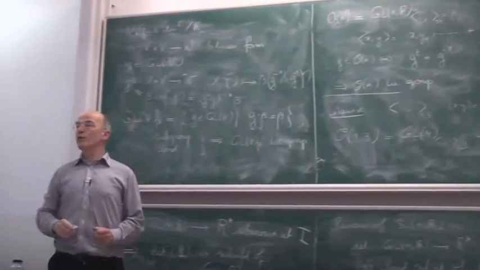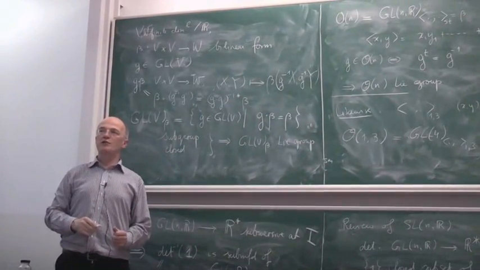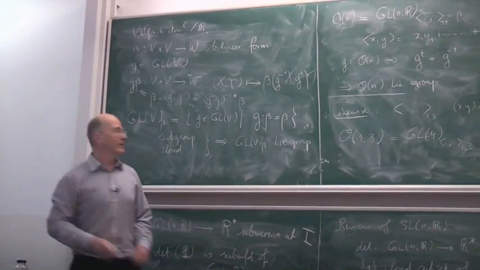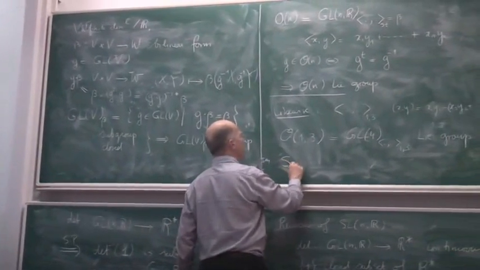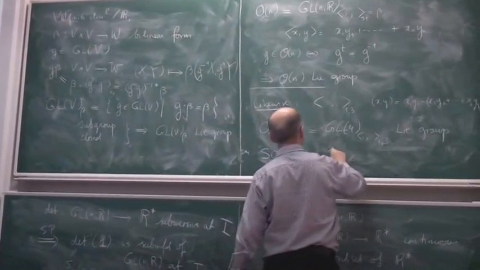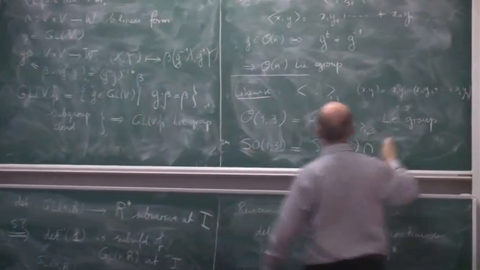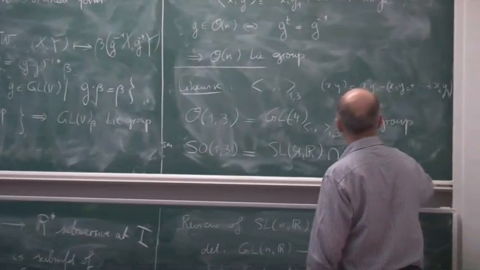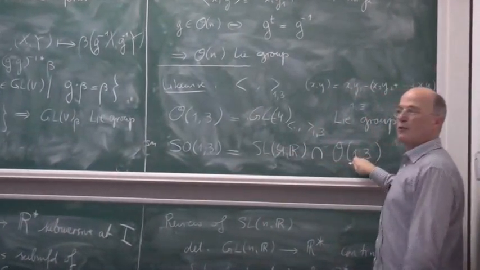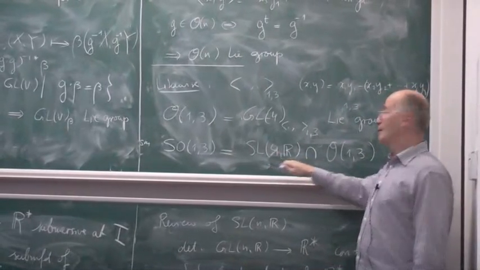Let's take one step more. If we restrict to elements of determinant 1, then we usually put an S in front of everything. So SO(1,3) is the intersection of SL4 with O(1,3). These are both subgroups, so the intersection is a subgroup.